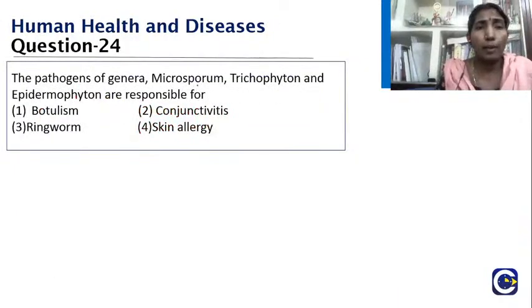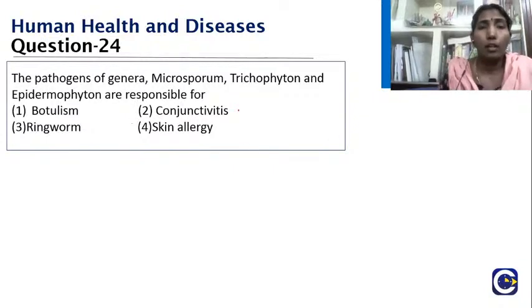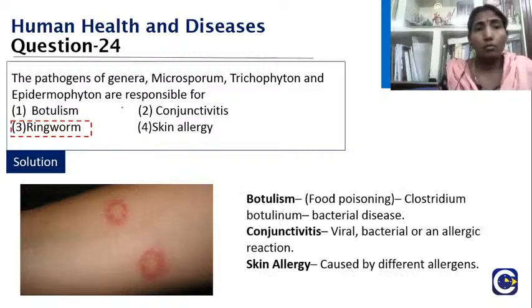The pathogens of genera Microsporum, Trichophyton and Epidermophyton are responsible for botulism, conjunctivitis, ringworm, skin allergy. What should be your answer? Yes, let me discuss it. First, when it comes to botulism, we say food poisoning, that botulism toxin. So Clostridium botulinum is the bacterial disease, food poisoning. So this cannot be the option.